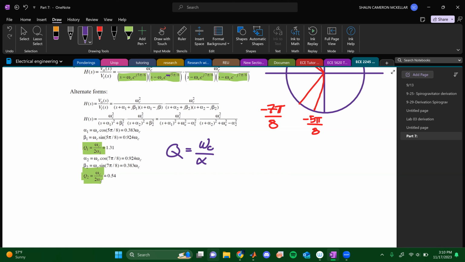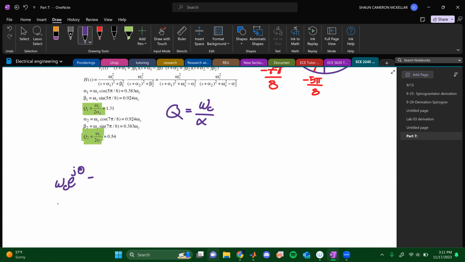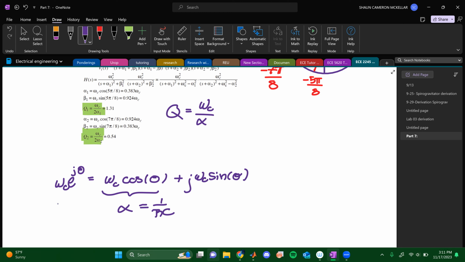So I can write out, you remember we're working with this, the pole looks something like this, omega C e to the j theta. And that's equivalent to saying omega C times the cosine of theta plus j times omega C times the sine of theta. So this is the real component, which is alpha. Now it's also going to be equal to 1 over RC. I think we'll come back to that, but this is the same alpha from the RLC equations. We just don't notice it yet.